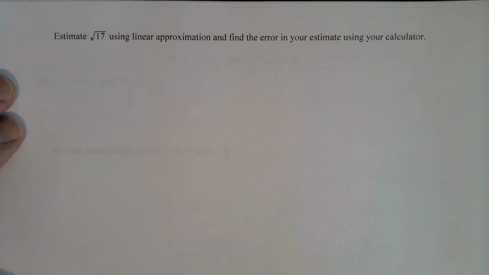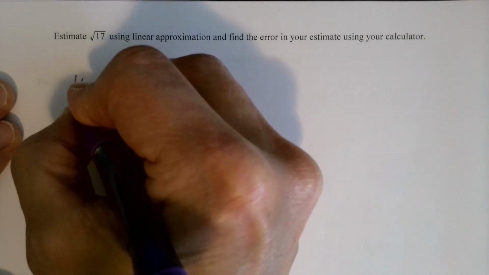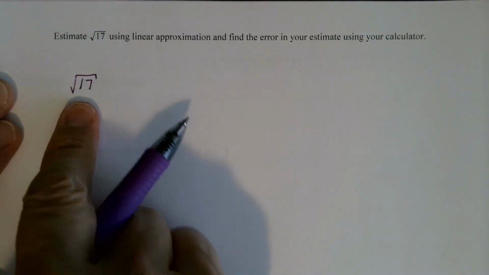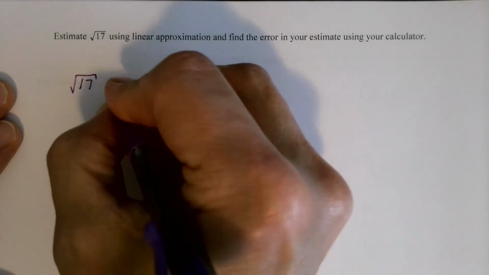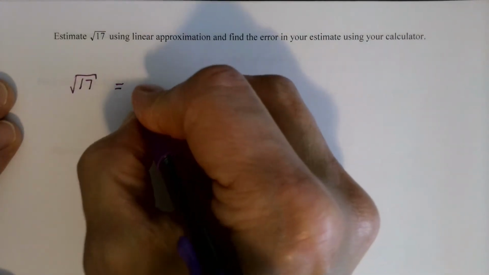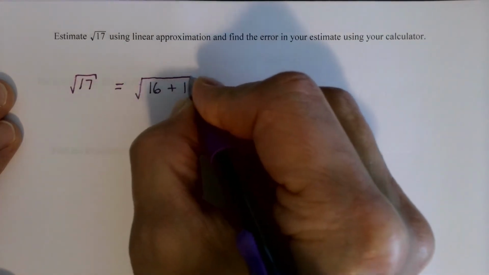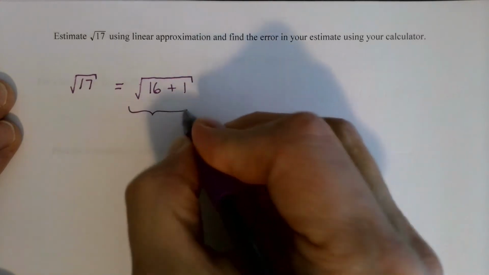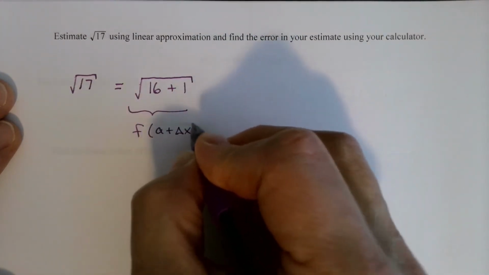But here we're going to do it with linear approximations. And here's the way you're going to think about it. I don't know what the square root of 17 is. It's not a perfect square. But there is a number close to 17 that I know is a perfect square. And what is that? 16, right? Well, how does that work? 16 plus 1 is 17. So this is the way I'm going to think about the square root of 17: it's the square root of 16 plus 1. And this is going to be my f of a plus delta x.